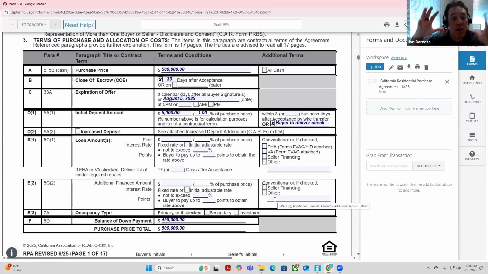Why is the deposit important? I want to back you up a little bit on this. Why is the amount of the deposit important? Does anyone know? Who's in here more experienced? Why is the amount of deposit important?